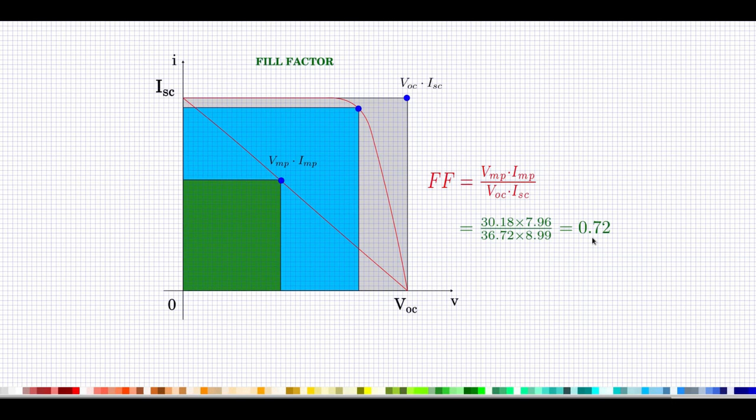If you say fill factor is 0.5, it is a very bad cell. If the fill factor is 0.8 or 0.85, it is a very good cell. So that is why FF, or the fill factor, is generally calculated to measure the quality or the goodness of the PV cell.